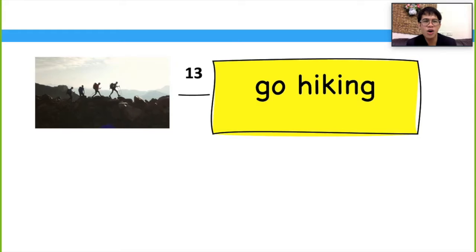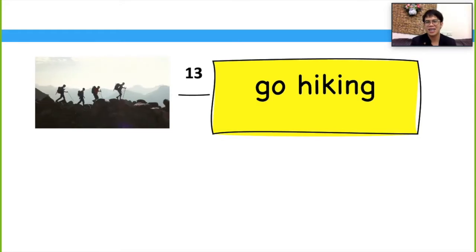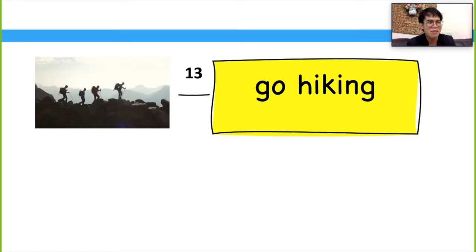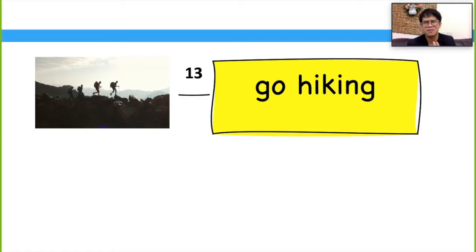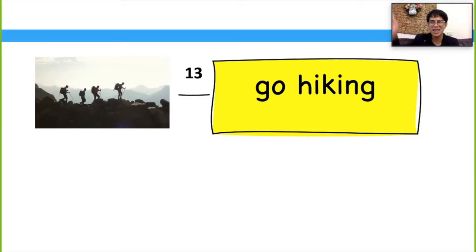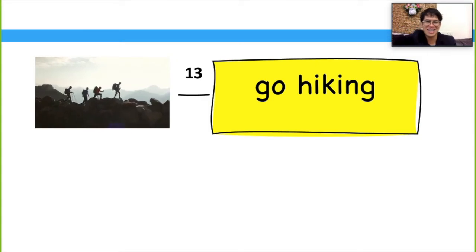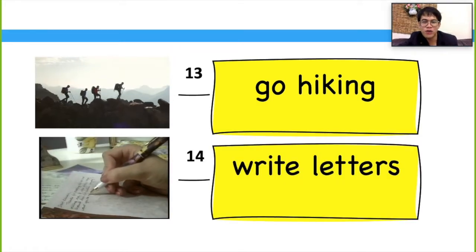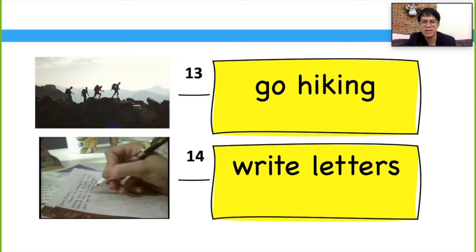Number 13 is go hiking. Go hiking. Have you ever gone hiking? Like, have you gone to a mountain? I experienced going hiking before, like 3 years ago. We went to a very tall mountain, and I think it took us 4 hours to go there. It's very hot. Number 14 is write letters.